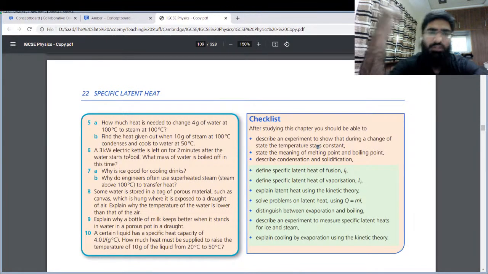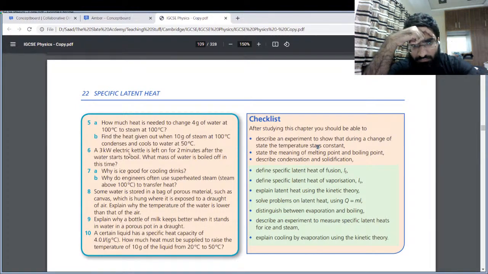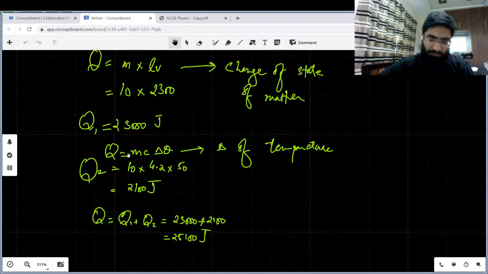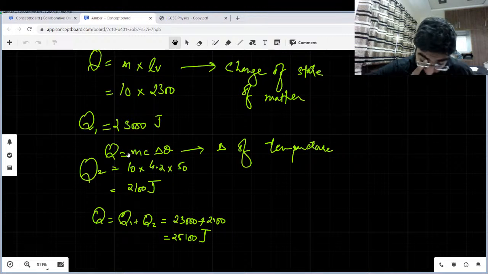But so what it asks you to calculate: a 3 kilowatt electric kettle, 2 minutes, boiled off, power, energy, and then energy you use and mass. So power over here, the way you do it is power is energy by time. So power is equal to Q by t, and rearranging this you get Q is equal to power into time.